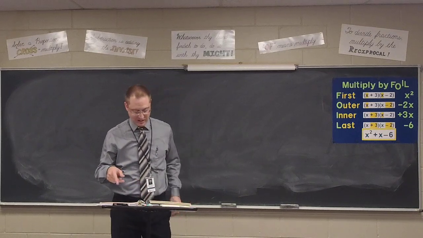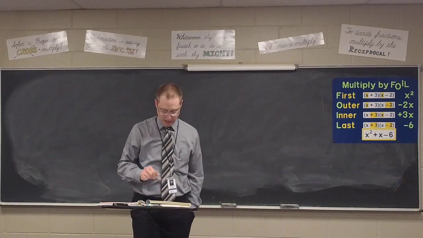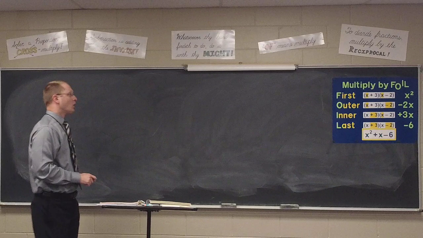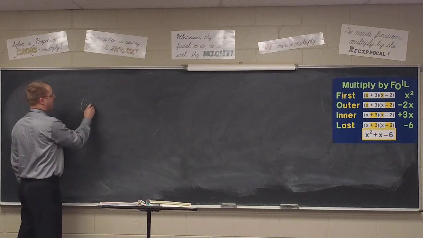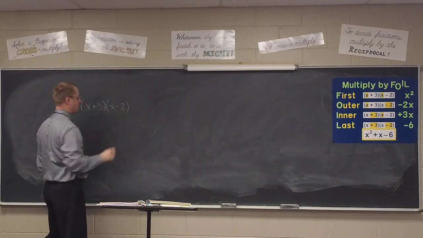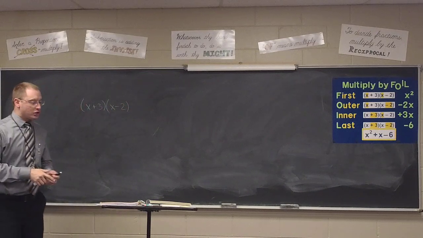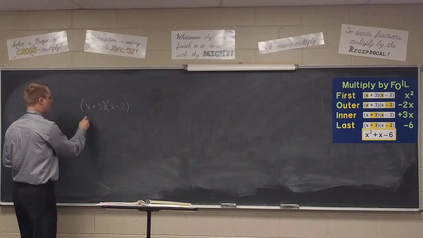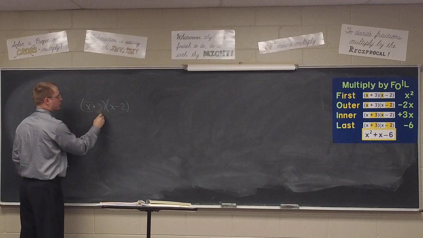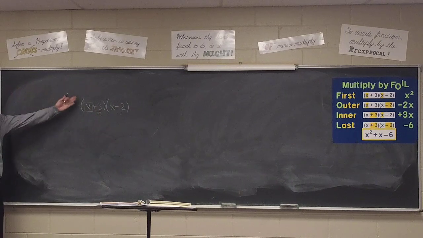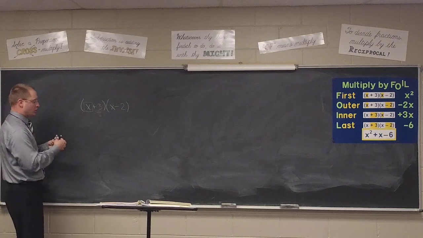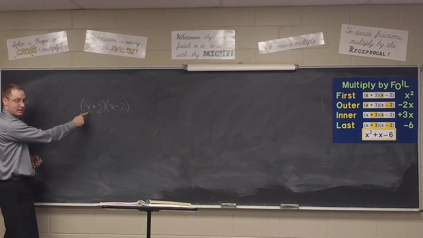Now, they don't use that double distribution word, but go ahead and write that at the bottom of page 486, if you would, please. Double distribution. I want to show you how this works. We'll take the binomial x plus 3, and we'll multiply it by the binomial x minus 2. I want you to observe that there are two different terms in the first binomial, right? There's the x and there's the 3. But for a moment, isolate in your mind, only focus on the x.